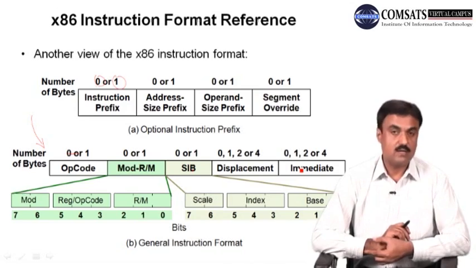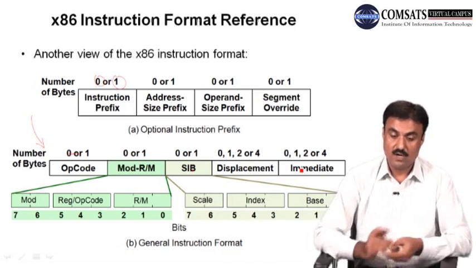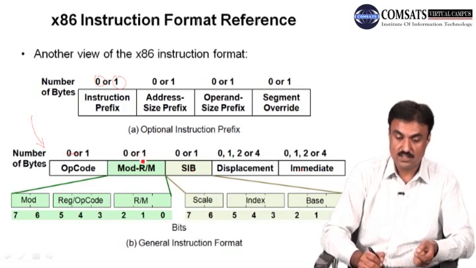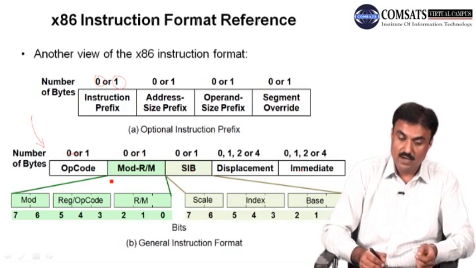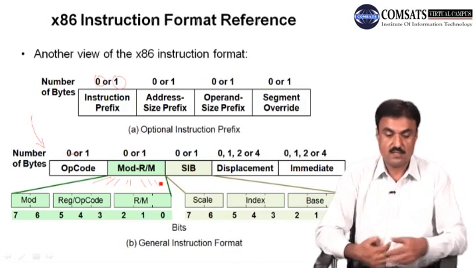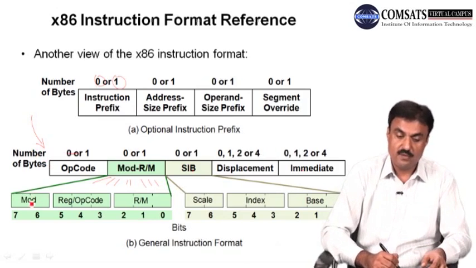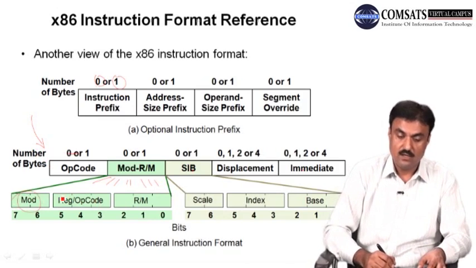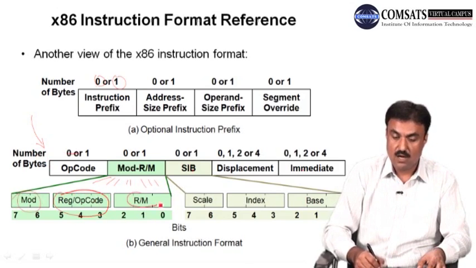The opcode can be 1 byte or 2 bytes, and then we have the MOD and R/M byte. This should be 1 byte here. This MOD and R/M byte is further subdivided into different bit patterns. We have 2 mod bits, here you can see 2 mod bits. We have 3 register or opcode bits, and then R/M bits.